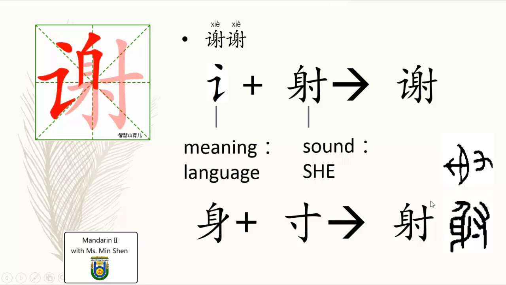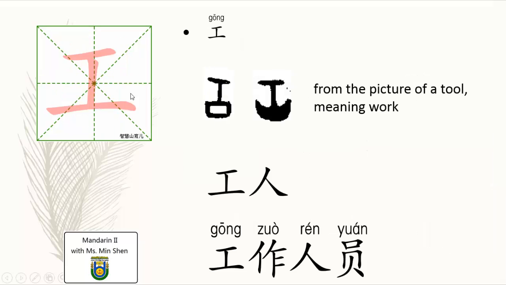And this character shoot in Mandarin is 射, right? 射. 射箭, right? Shoot the arrow. So one language, when we say it, it sounds like 射. Then this is the character of 谢谢. Even though it looks a little bit complicated, all the components you should be able to recognize: a language, body, and 寸. Next, the character 工.